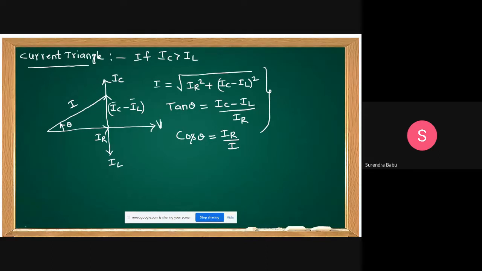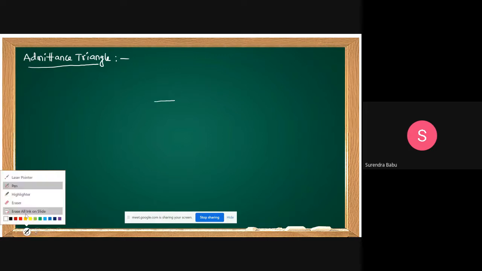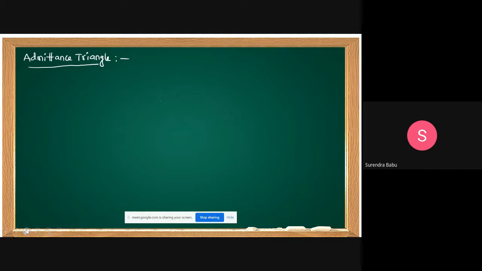The next one is the admittance triangle. Same triangle, but you can represent it in terms of admittance, susceptance, and conductance.